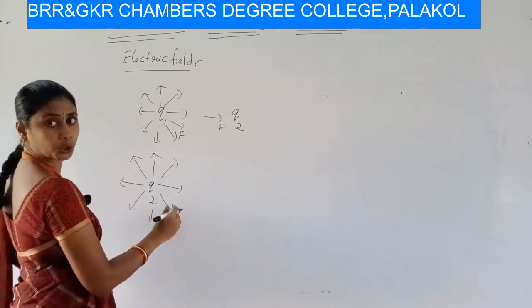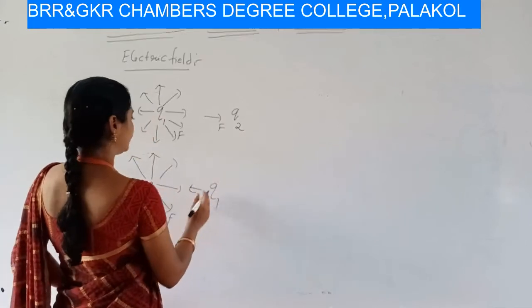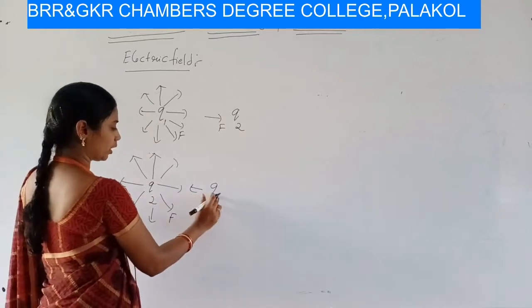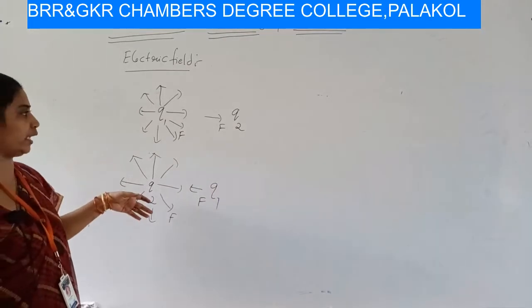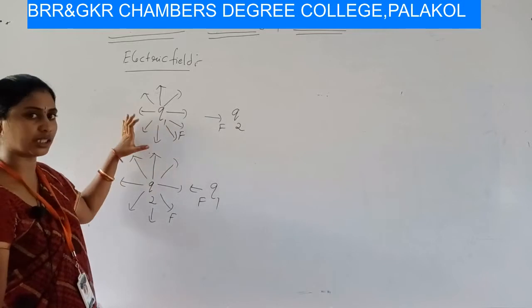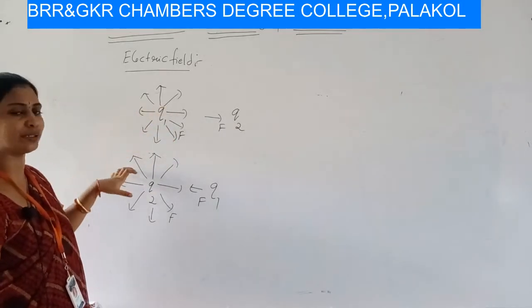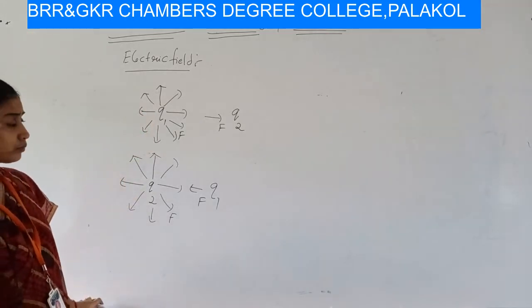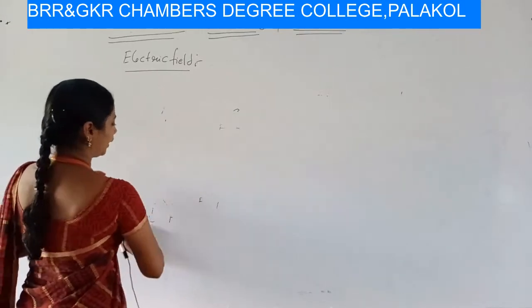If we bring Q1 nearer to this Q2, then the same amount of force by this Q2 acts on this Q1. Hence, the electric field is said to be the region surrounding a charge or group of charges in which another charge experiences the same amount of force. Then it is simply said to be electric field. Then we go for the next definition, electric field intensity.